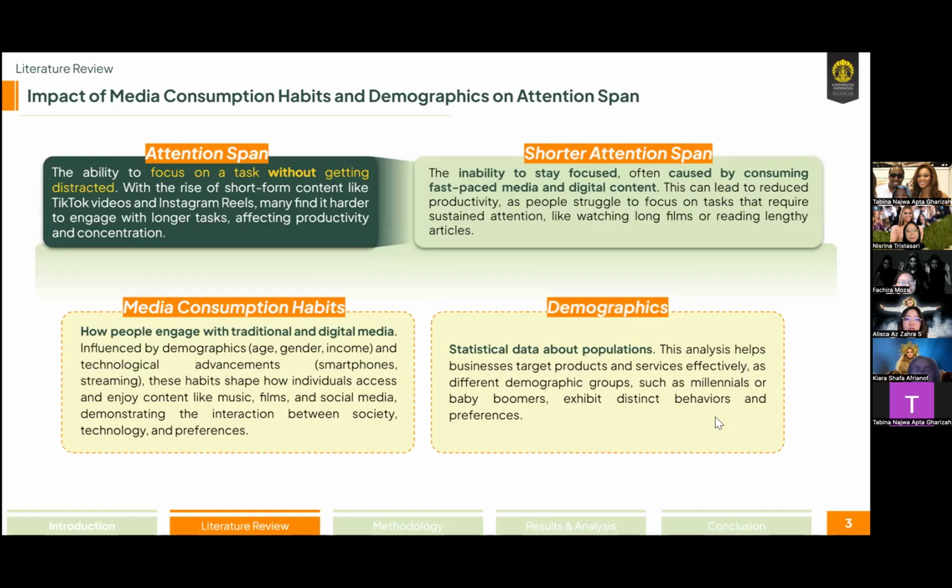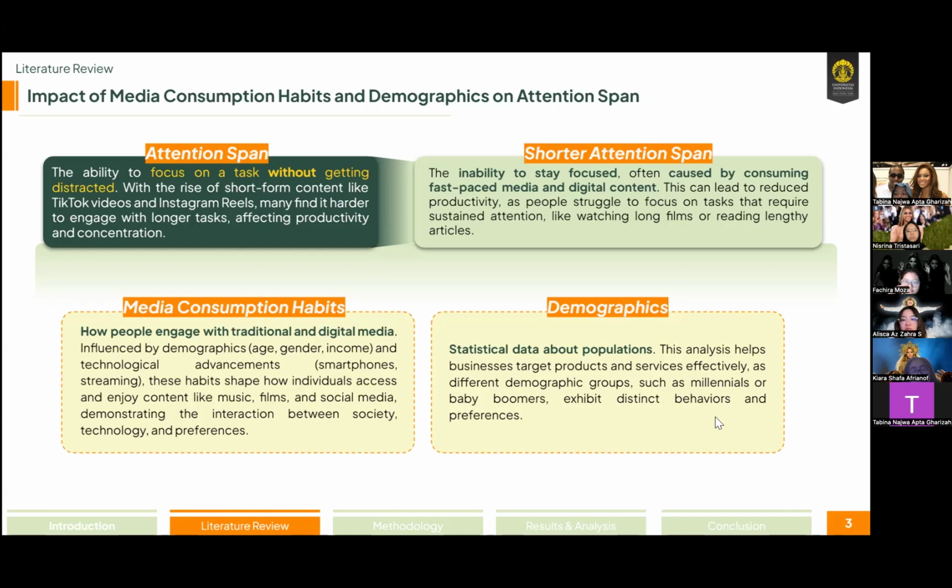So for the literature review, attention span is basically the ability to focus on a task without getting distracted. A shorter attention span means the inability to stay focused, often caused by consuming fast-paced media and digital content. Media consumption habit is how people engage with traditional and digital media, influenced by demographics and technological advancement, and these habits shape how individuals access and enjoy content like music, film, and social media, demonstrating the interaction between society and technology and preference.